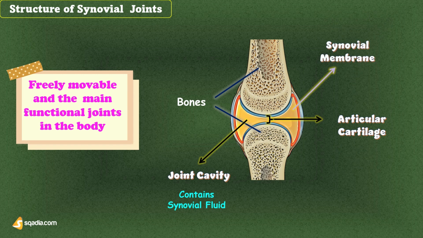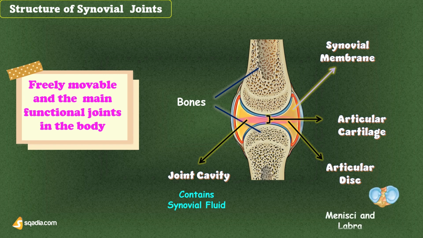Here, the W-shaped part is the synovial membrane that surrounds the joint cavity and articular cartilage. The articular cartilage and the synovial membrane are continuous. Within the joint cavity may also be present fibrocartilaginous structures like articular discs, menisci, and labra.